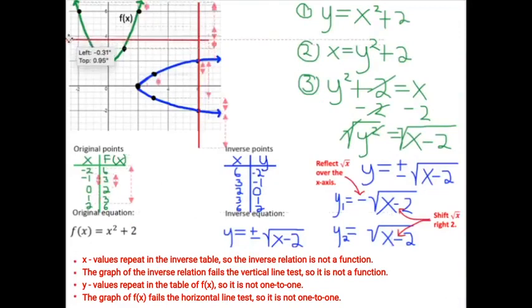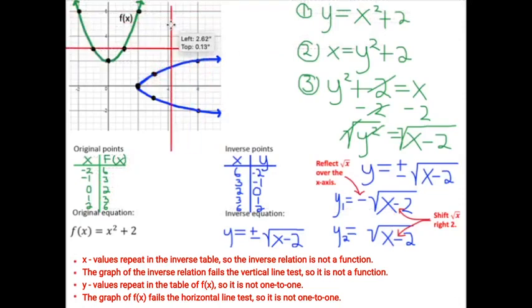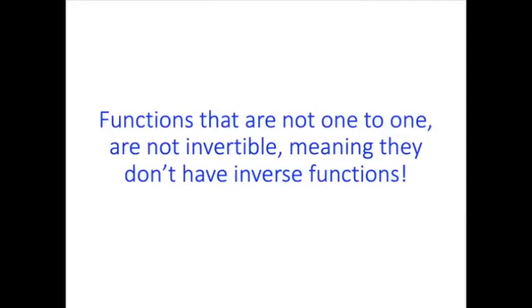This function here is not one-to-one. It fails a horizontal line test, which means that it is not invertible. It does not have an inverse function. So here's that point written out. Functions that are not one-to-one are not invertible, meaning they don't have inverse functions. They may have inverse relations, but not inverse functions.